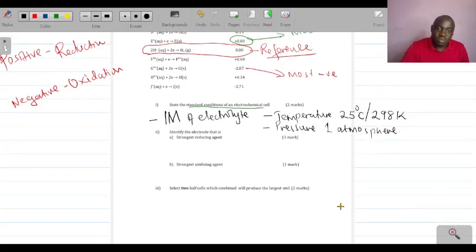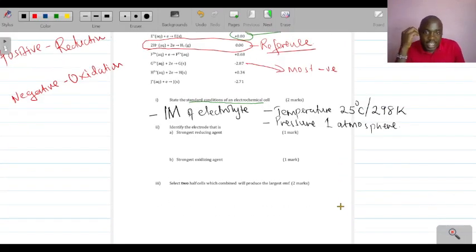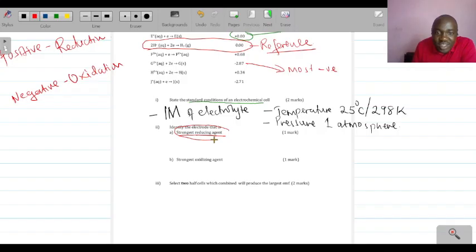Let's move to the second question. Identify the electrode that is the strongest reducing agent. So the keyword is reducing and of course strongest. So we ask ourselves, reducing agent goes with which term? Reducing goes with oxidation. Very nice. Now, with oxidation, we need to revisit what we had covered earlier.